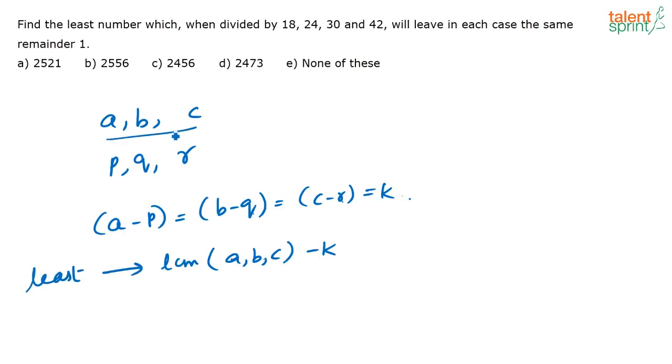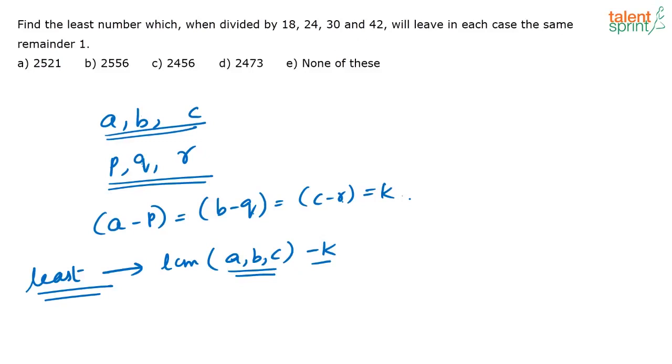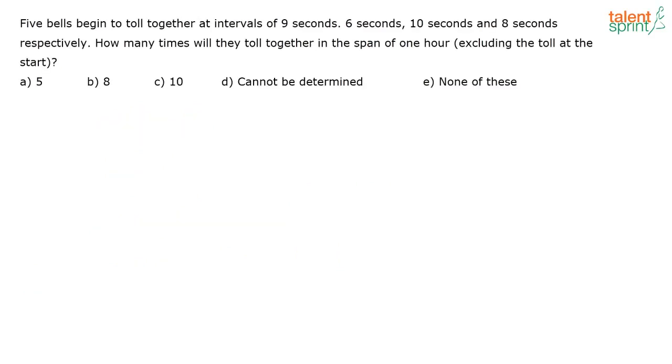So, I have 3 numbers A, B, C and I am dividing it by this least possible number, and I get 3 different remainders respectively P, Q and R in such a way that A minus P is equal to B minus Q is equal to C minus R. Then I can say that the least number is equal to the LCM of these 3 numbers minus K. Okay. Now, let us move on to the next question. So, these are generally the 2 types of questions that can come from LCM, wherein you are given the remainders in each case. Let's look at the next question.